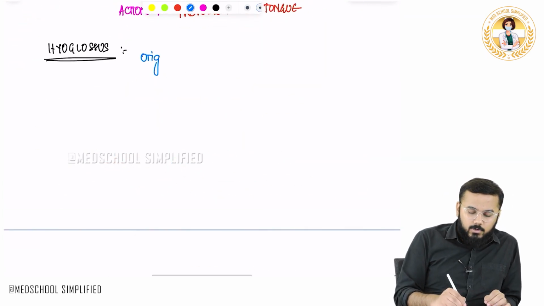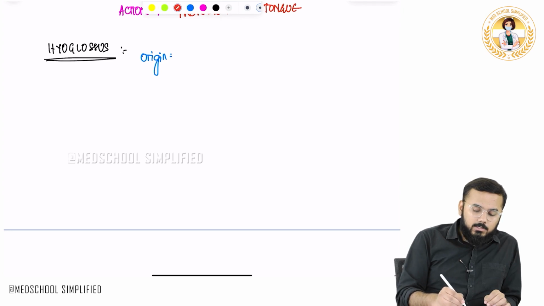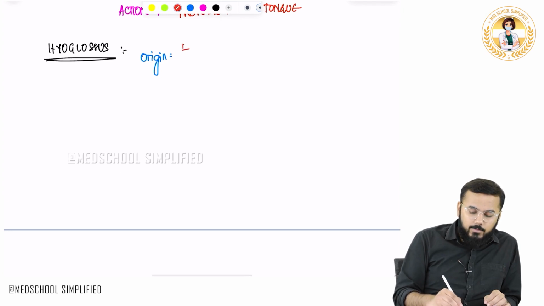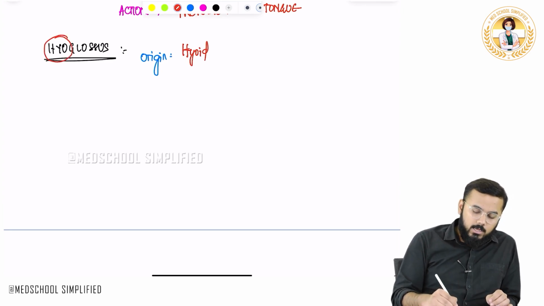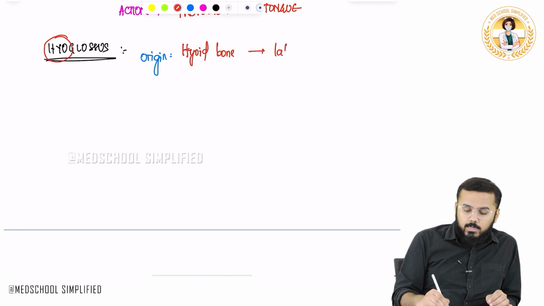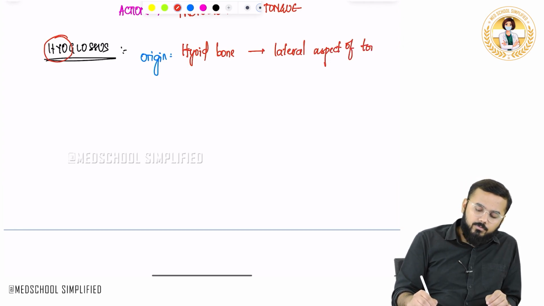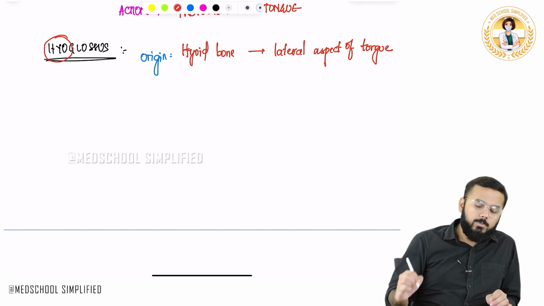So, origin. What is the origin? Origin is, it originated all the way from the hyoid bone. That is why you call it hypoglossus. Hyoid bone to the lateral aspect of your tongue. Lateral aspect of your tongue.